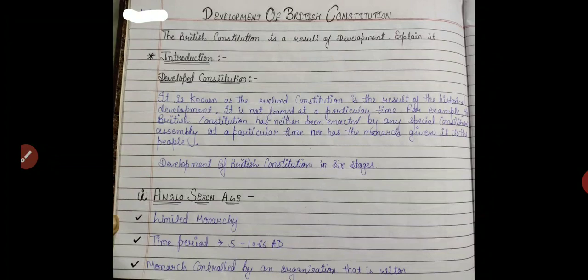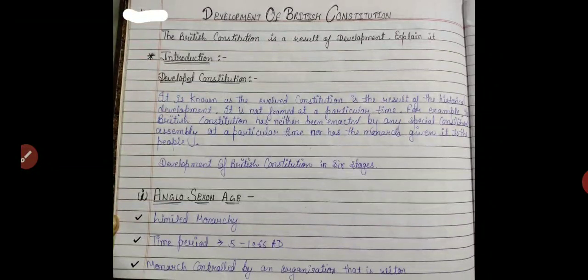The development of the British Constitution, or UK Constitution, is in 6 stages. The first stage is the Anglo-Saxon age. In this period there is a limited monarchy, meaning the monarch is limited. The time period is 5 AD to 1066 AD.